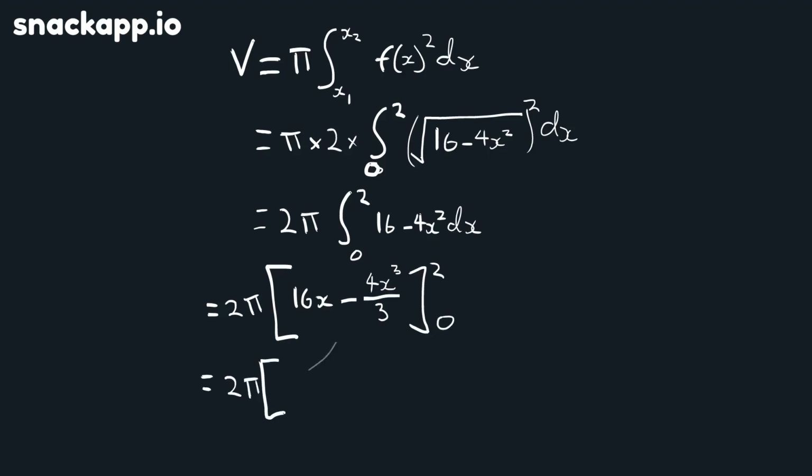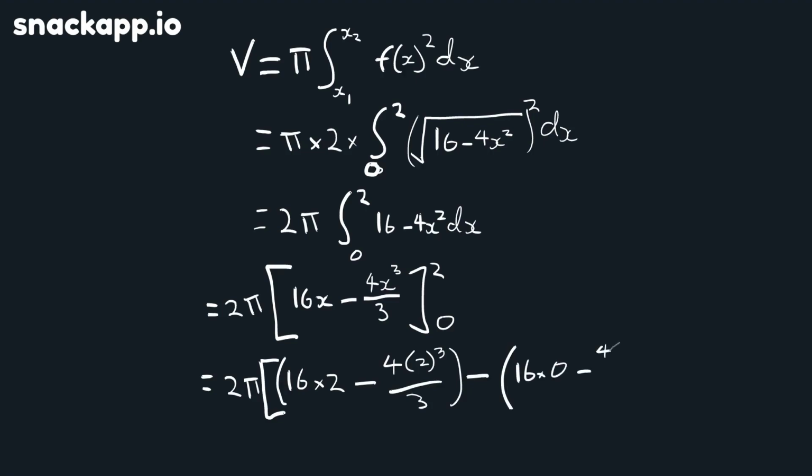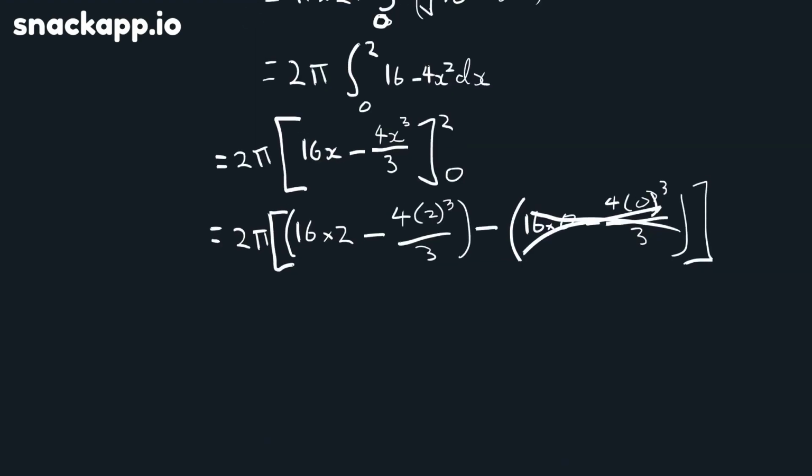Okay, so this is going to be quite nice because when we put the 0 in, it's just all going to be 0, because 16 times 0, 4 times 0, it's all going to be 0. So we can just look at the first bit. We've got 16 times 2 minus 4 bracket 2 cubed all over 3. Just for fullness, I'll write the rest of it, but you'll see how it all just cancels. We got 16 times 0 minus 4 times 0 cubed all over 3. And that's all just going to be 0. So that's going to cancel out.